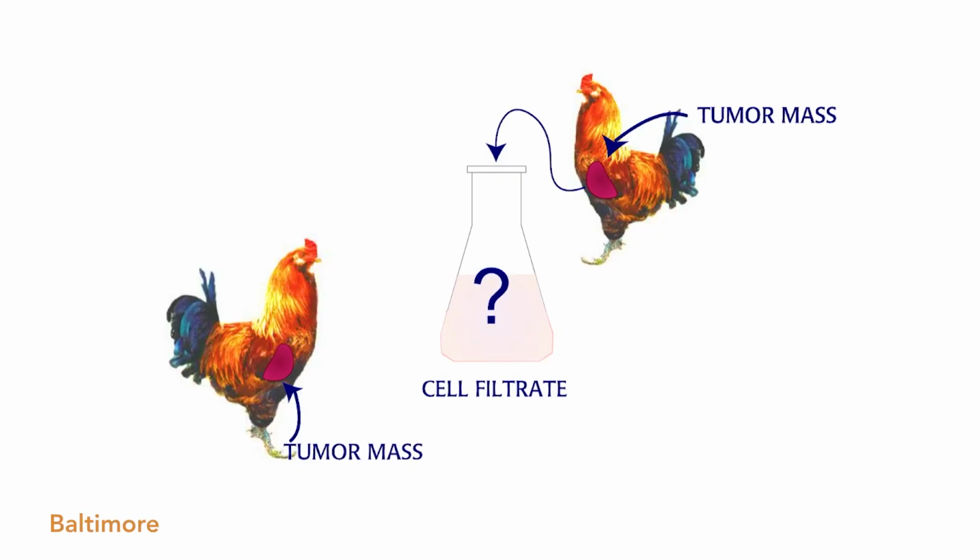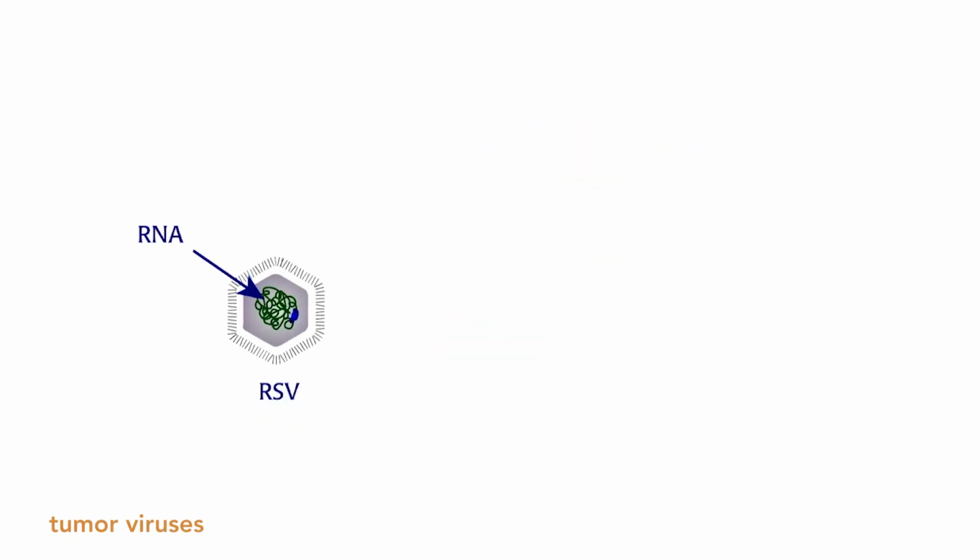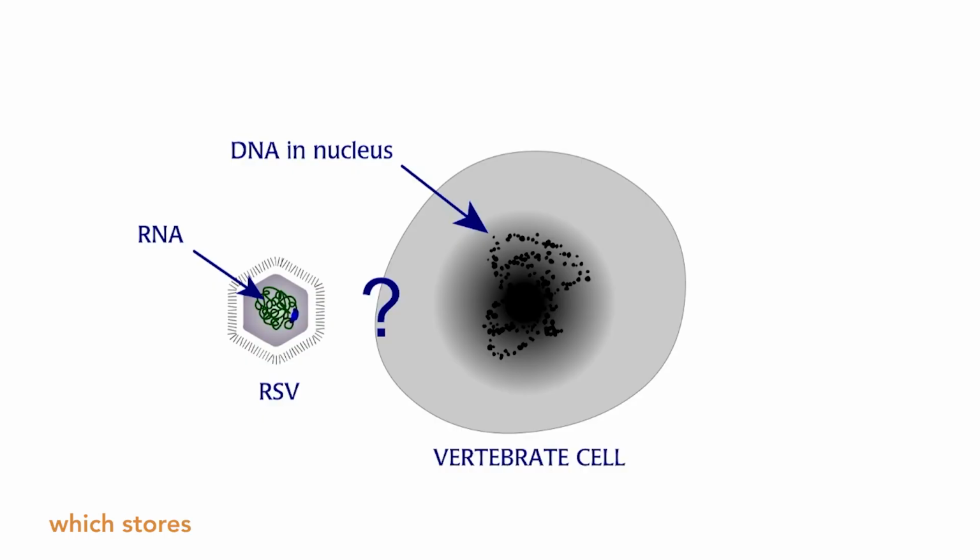In the 1970s, David Baltimore and Howard Temin proposed that, during infection, tumor viruses integrate their DNA into the host cell DNA. However, this would prove a problem for RSV, which stores its genetic information as RNA, not DNA. They became interested in how RSV might use its RNA as a template to make DNA.